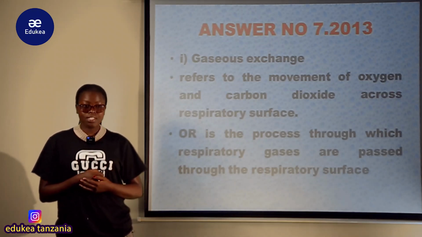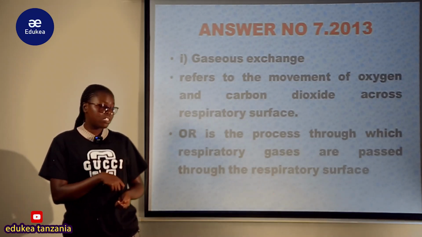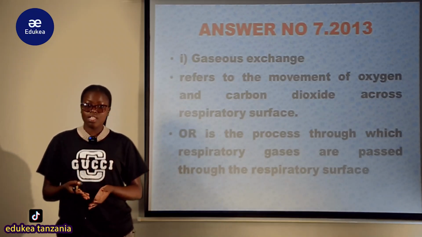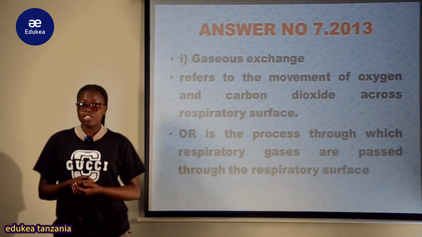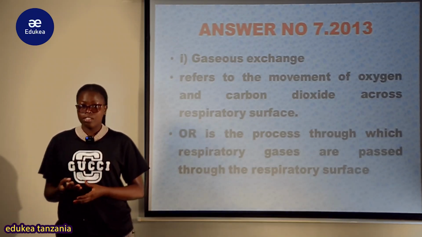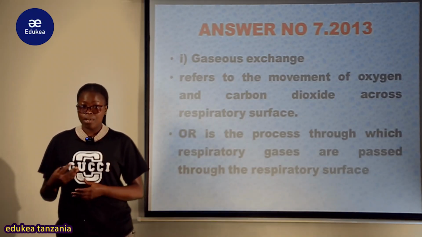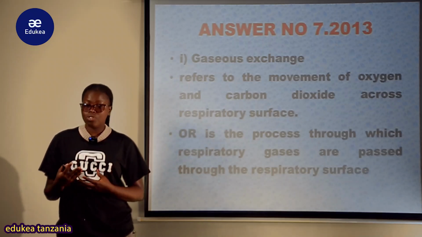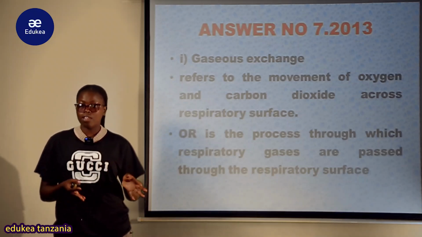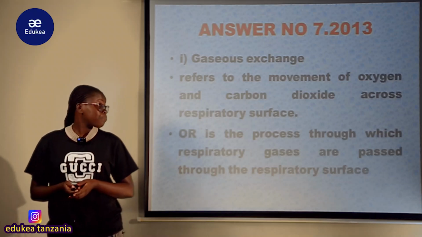Or in other terms, gaseous exchange can be defined as a process through which respiratory gases are passed through the respiratory surface. These respiratory gases are oxygen and carbon dioxide, where oxygen is inhaled and carbon dioxide is exhaled as one of the byproducts of respiration. During respiration, carbon dioxide is released as a byproduct, which can be used by the plant for photosynthesis, and the oxygen released as a byproduct of photosynthesis is taken in during inhalation. So you see how plants and organisms depend on each other.